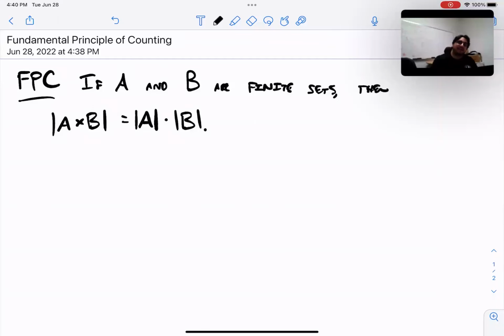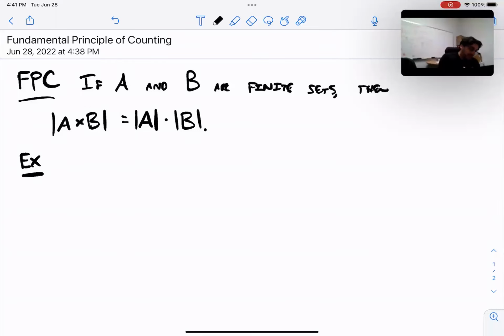Hello. Today I want to talk about one of the fundamental results in combinatorics, the fundamental principle of counting. It says that if A and B are finite sets, how can you get the size of the Cartesian product of A with B? Well, it's just the product of the size of A with the size of B, right? So if you look at it this way, it's just saying how many ordered pairs can you form from the elements of each set. Well, you multiply the number of elements of each set.